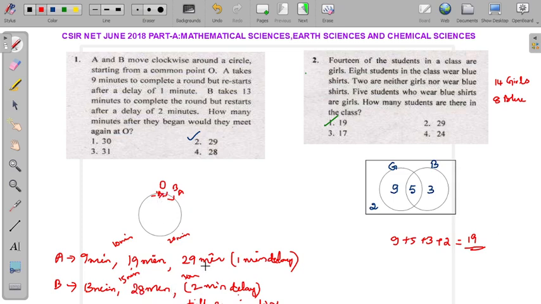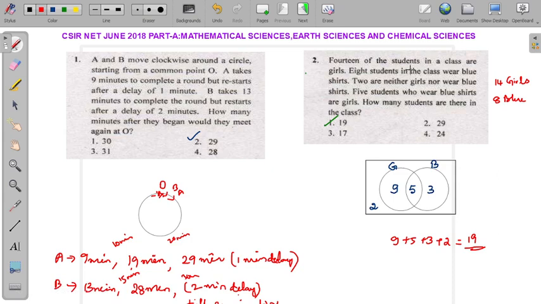A still has 1 minute left to reach that point O, but after 28 minutes, B will stay at the point O for 2 minutes, because after the 2 minutes delay, B starts once again. So B will be there at the point O. So when A reaches, they both meet together at the point O about 29 minutes from the starting point. So the answer would be the second option.